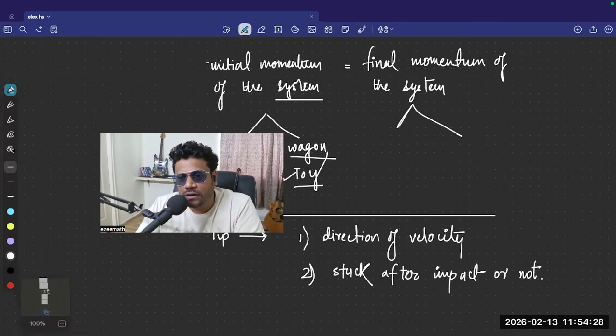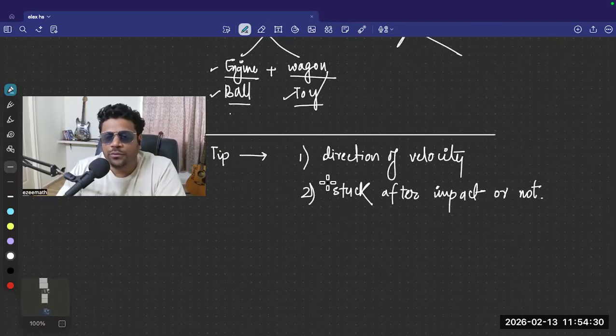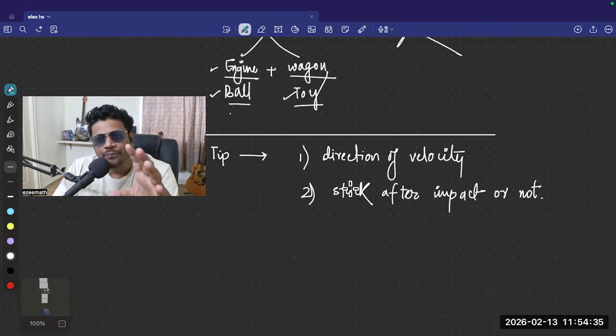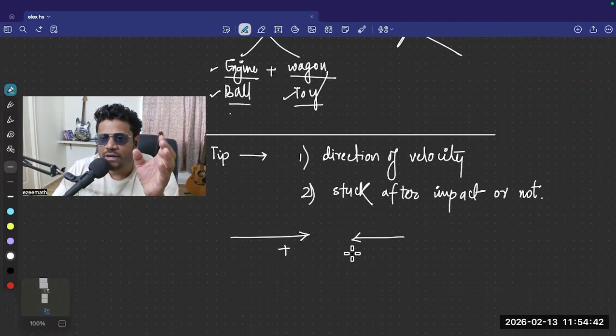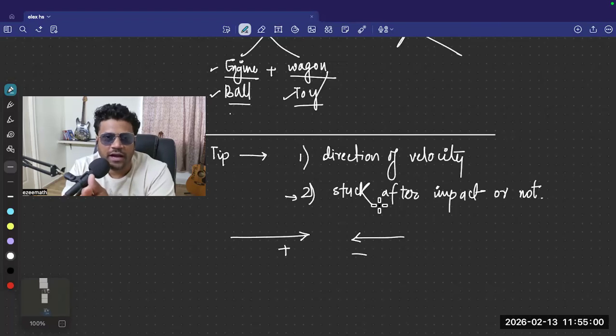The two things that you want to keep in mind before you get into the question is to pay attention to the direction of the velocity. If it points to the right, we will take it as positive. If it points to the left, we'll take it as negative, before the impact or after the impact. And the other thing you want to pay attention to is whether the objects are stuck together after the impact or they are moving in different directions or moving separately after the impact. These two things you're going to have to pay attention to.